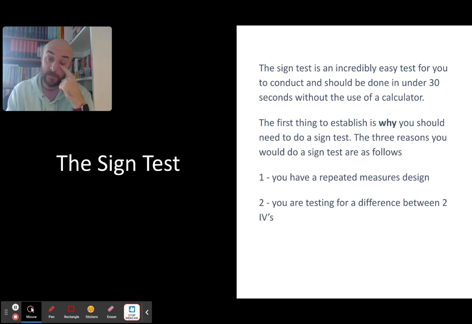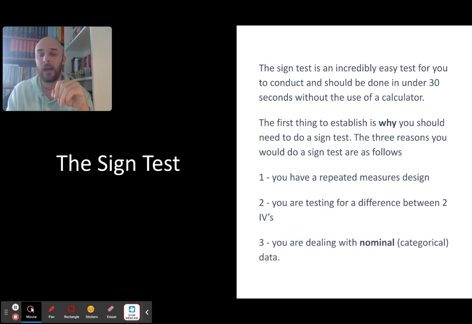And the last reason, this is probably the more complicated one for students, is understanding what the level of measurement is. If you have nominal / categorical data, you would be using a sign test.